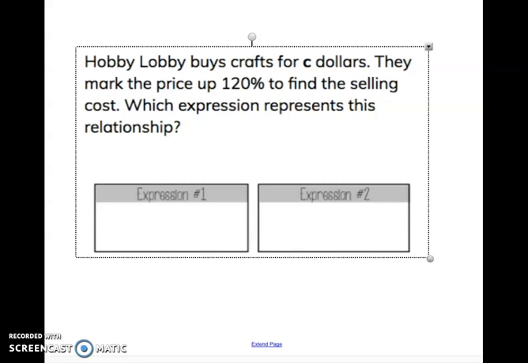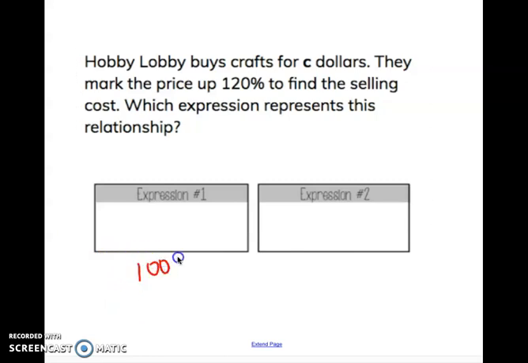The last example I want to do with you involves markup. Hobby Lobby buys crafts for $C. They mark the price up 120% to find the selling cost. Which expression represents this relationship? So we need to write the expressions for this relationship. We know the crafts start with $C or 100%. They are marking the crafts up 120%. So you, as the consumer, are paying 220% of the original. When you make this a decimal, you realize it's 2 2/10 of the original cost.